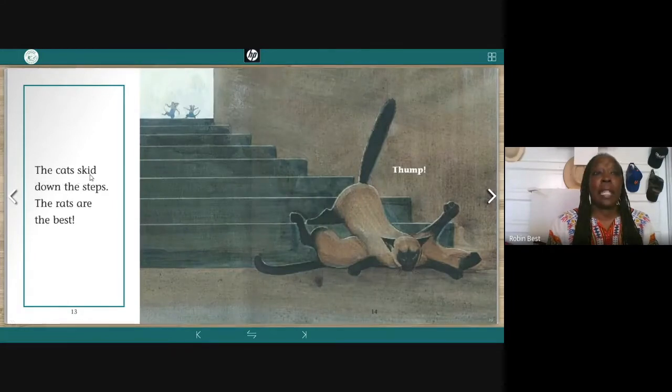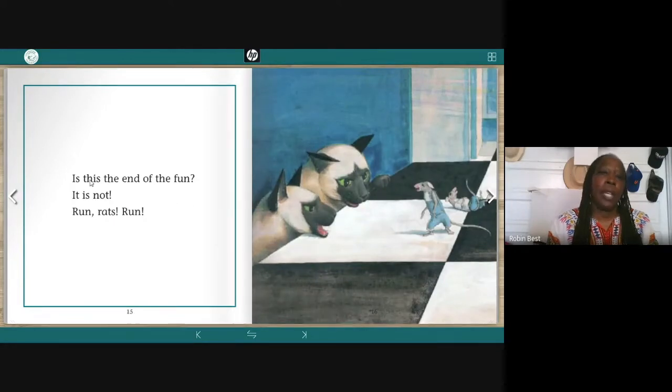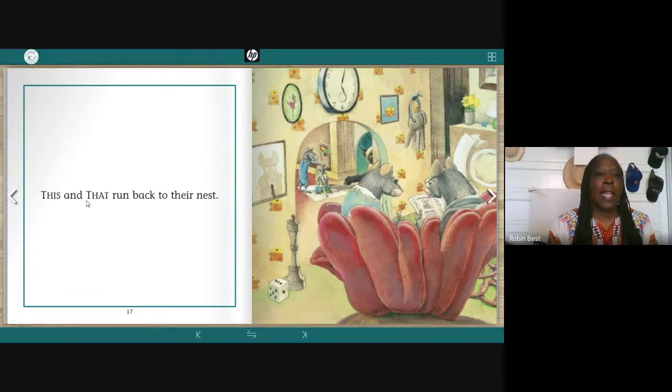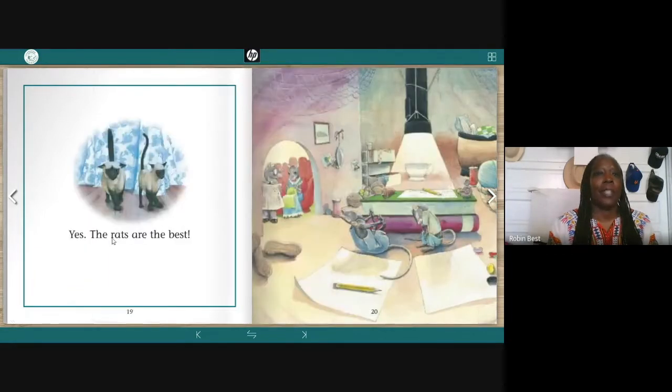The cats skid down the steps. The rats are the best. Look at the rats celebrating. Oh, thump goes our cat. Is this the end of the fun? It is not. Run, rats, run. This and that run back to their nest. They're safe and sound. Yes, the rats are the best.